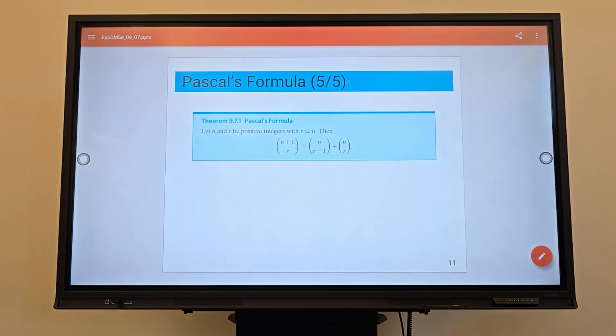So Pascal's formula: let n and r be positive integers with r being less than or equal to n. Then n plus 1 choose r equals n choose r minus 1 plus n choose r.